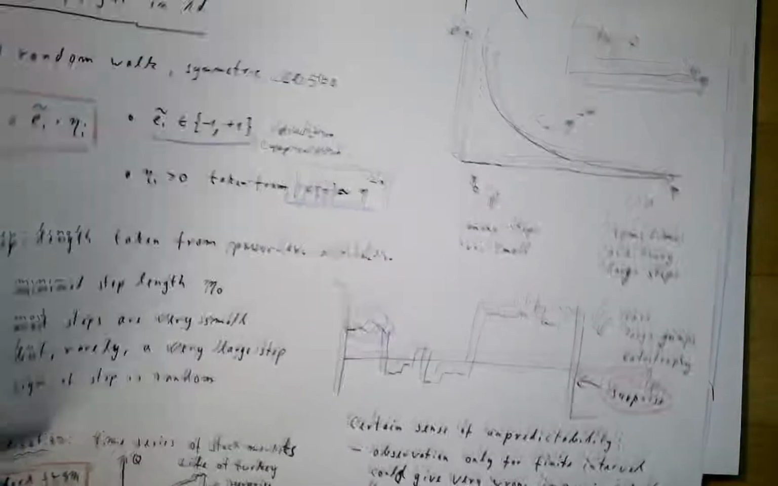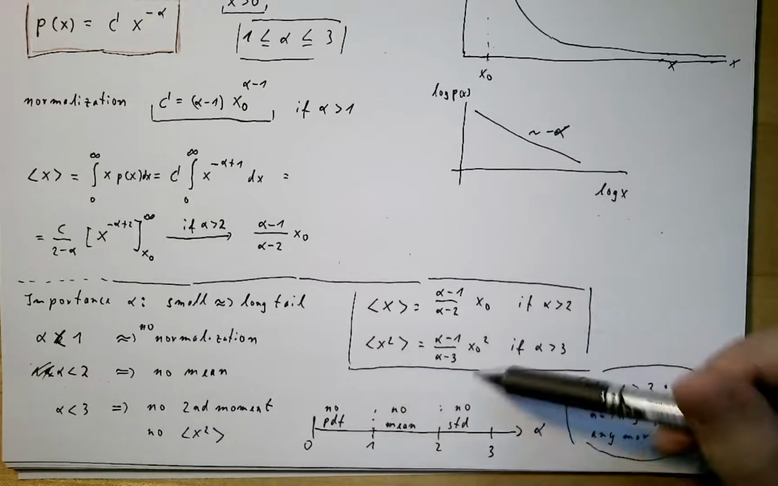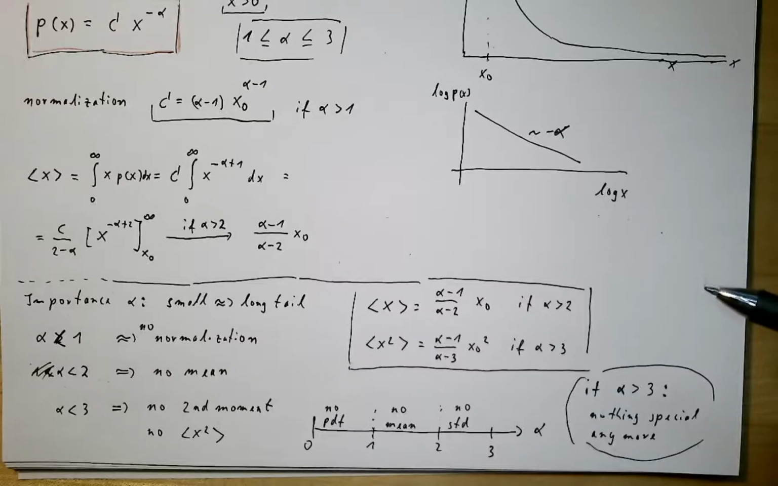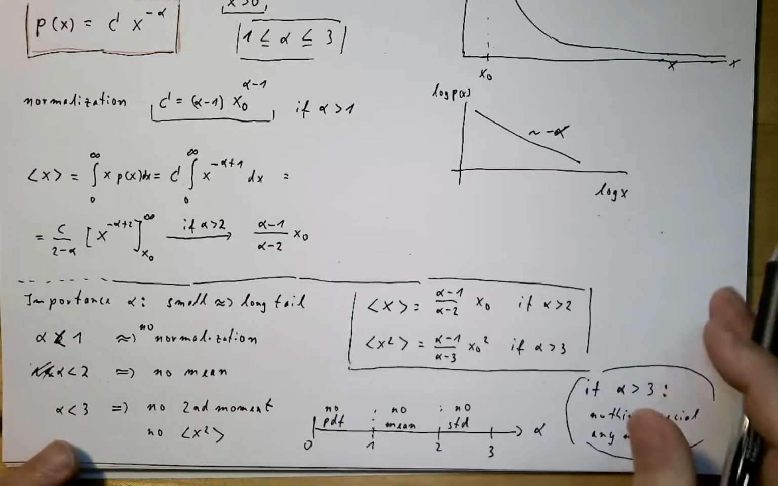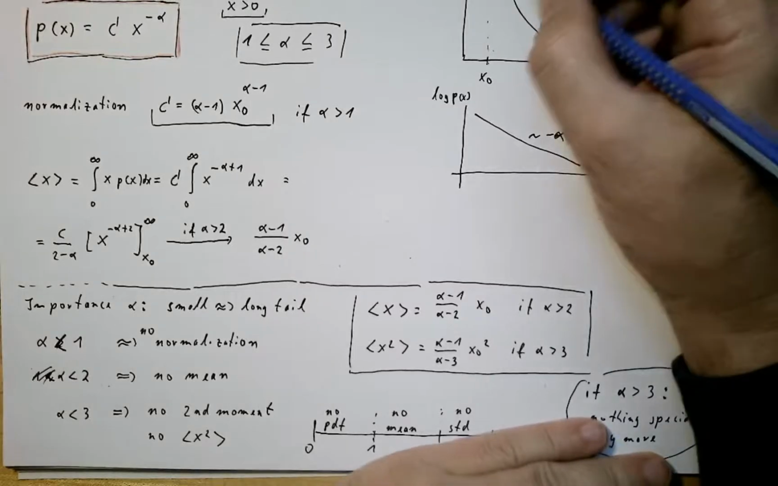But if alpha is smaller than 3, then we enter the interesting range, because we don't have the standard deviation, we don't have the second moment, the central limit theorem doesn't hold anymore, and we leave the diffusive class, and the corresponding random walk, this Levy flight, will then be superdiffusive. Okay, so that's maybe first about the different ranges. In this plot here we have these different ranges.